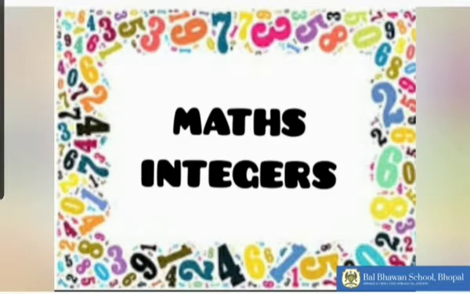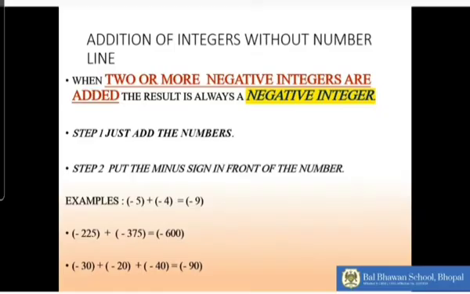Children, today we are going to talk about adding integers without using the number line. Addition of integers without a number line can be done when two or more negative integers are added. The result is always a negative number. This you need to understand: that I have two negative integers, when I add them, I always get a negative integer only.